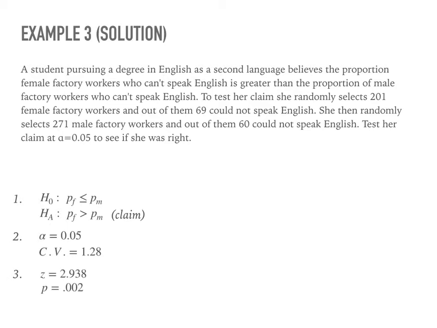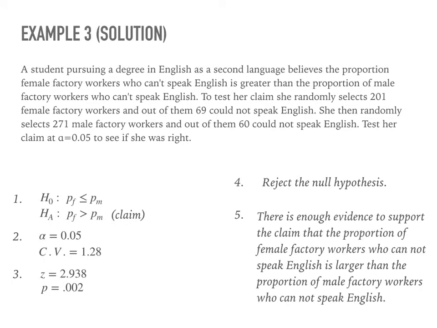You would then calculate Z and P. You find that Z is 2.938, and your P is 0.002. From this, you can reject the null hypothesis, so you're able to say that there is enough evidence to support the claim that the proportion of female workers who cannot speak English is larger than the proportion of male factory workers who cannot speak English.